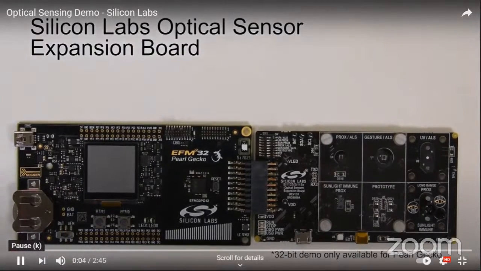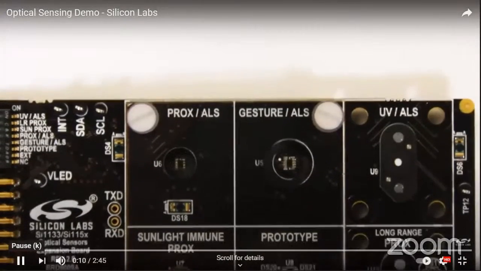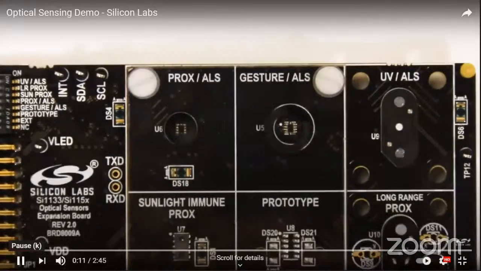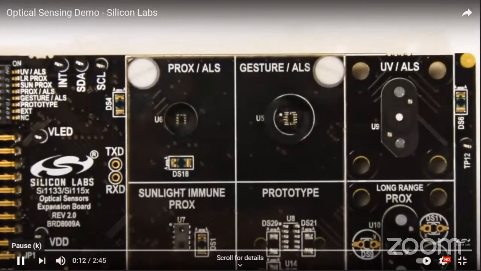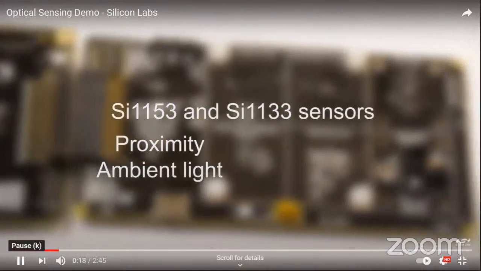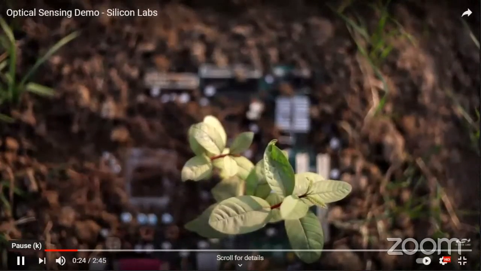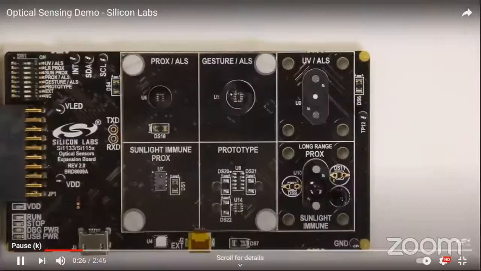Board demonstrates ambient light, proximity, and gesture sensors with an I2C digital interface. On this evaluation board is the SI1153, which can detect proximity and ambient light, and the SI1133, which can detect UV and ambient light. These sensors can work indoors and outdoors and can be used in a variety of applications to fit your designs.